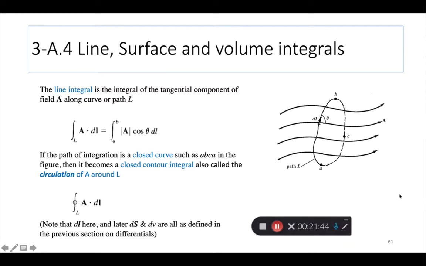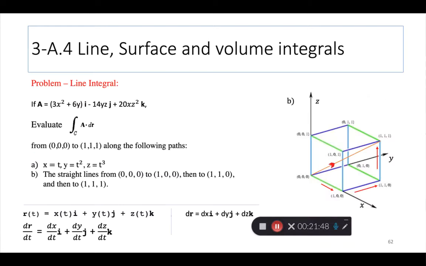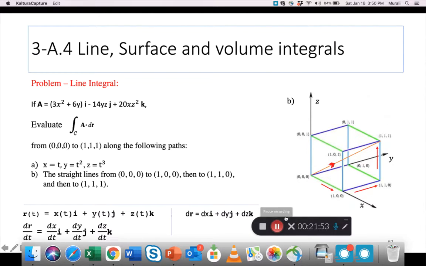So that's an introduction to something important called line integral on slide 61. And I have a problem here that will clarify. Sorry, I hit the wrong button. I have a problem here, but we'll come back to this in a bit. So let's keep moving.